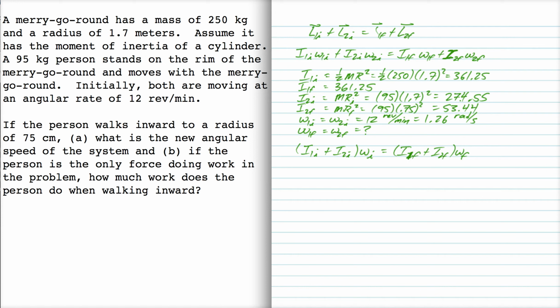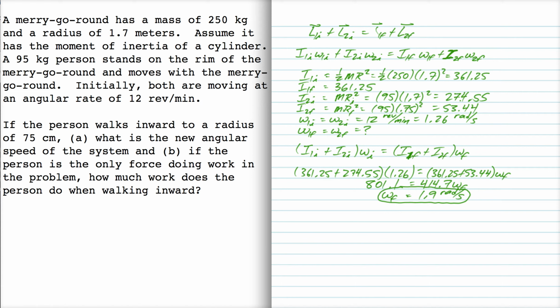So I need to find omega F for part A. It says what's the new angular speed of the system, so let me plug in what I know. Now that we've been real systematic about it, this should be very easy. Let's see, 361.25 plus 53 omega F. Now it's real easy to solve for omega F. I get 801.1 is equal to 414.7 omega F, and omega F is 1.9 radians per second. So there's the new angular speed of the system right there.